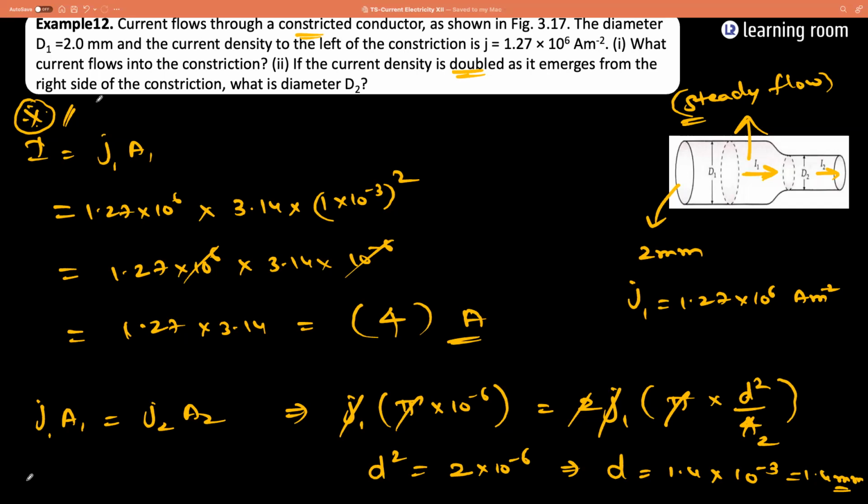So what are the key criteria here? Whenever this kind of constriction comes, I is constant. You need to have this in your mind. Right. Next.